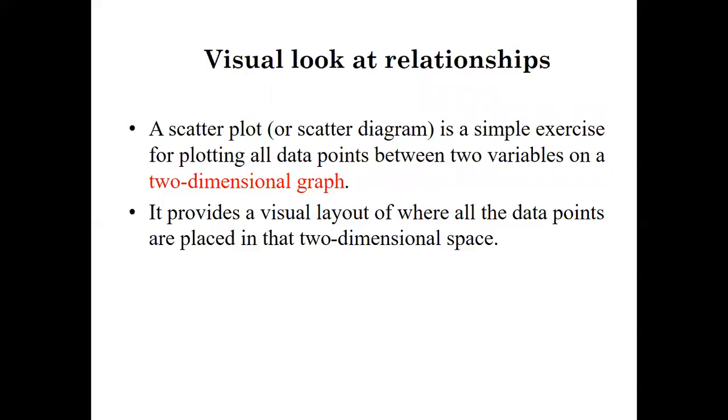Next we have some visual looks. So visual looks at relationship. Visual looks at relationship means here we can diagrammatically represent how the relationships among the variables are. For that we use a scatter plot or a scatter diagram. What is this scatter plot? It is a simple diagram or exercise for plotting all data points between two variables on a two-dimensional graph. So it provides a visual layout of where all the data points are placed in the two-dimensional space.